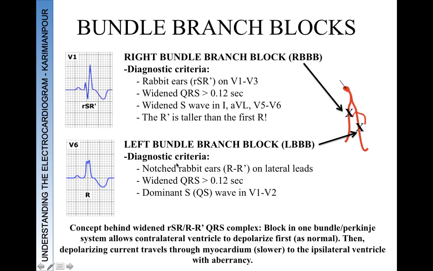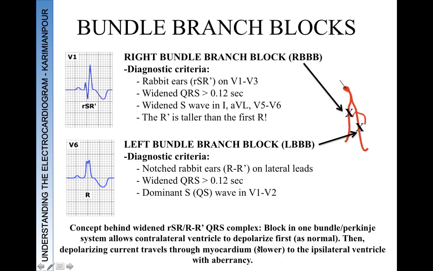But to break it down and make it simple, when you're looking at a 12-lead EKG and you look at the precordial leads, if you see this quote-unquote rabbit ear on the right-sided leads, this should make you think right bundle branch block. If you see the rabbit ears on the left-sided leads, it should make you think left bundle branch block. So that sort of breaks it down and makes it easy.